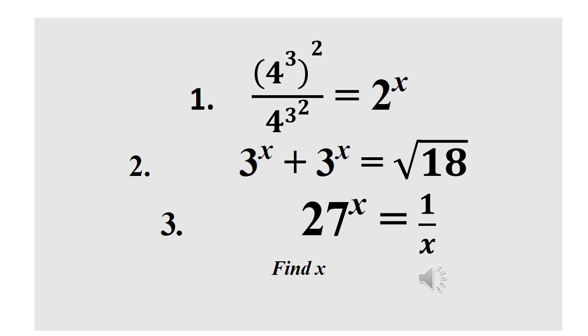Now question number 2, 3 raised to power x plus 3 raised to power x equals square root of 18. We are to find the value of x as well. Question number 3, 27 raised to power x equals 1 over x. Find the value of x.